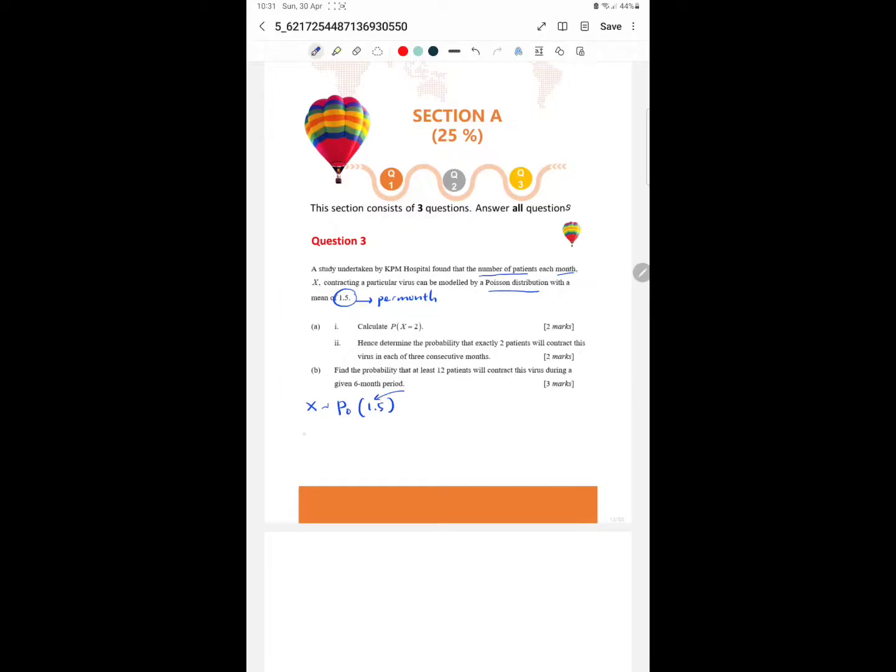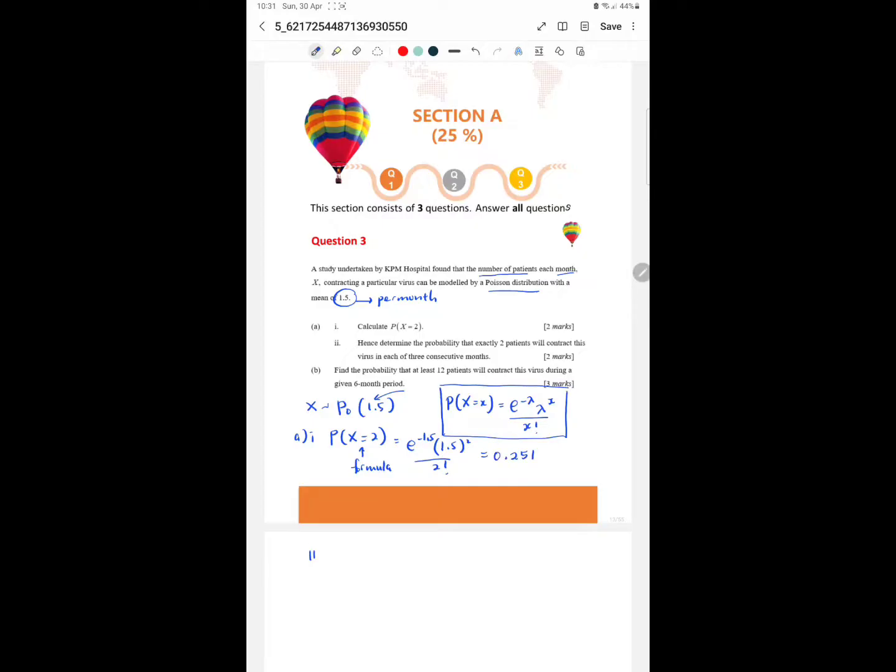Jadi soalan tanya X equals to 2. Direct kalau dia equal, terus guna formula. So apa formula Poisson? Poisson punya formula kita ada E kuasa negatif lambda, lambda power of X over X factorial. So yang ini terus masukkan dekat sini formula dia tu E kuasa negatif lambda, lambda 1.5, 1.5 power of 2 factorial. So when we calculate this one, we will get 0.251.